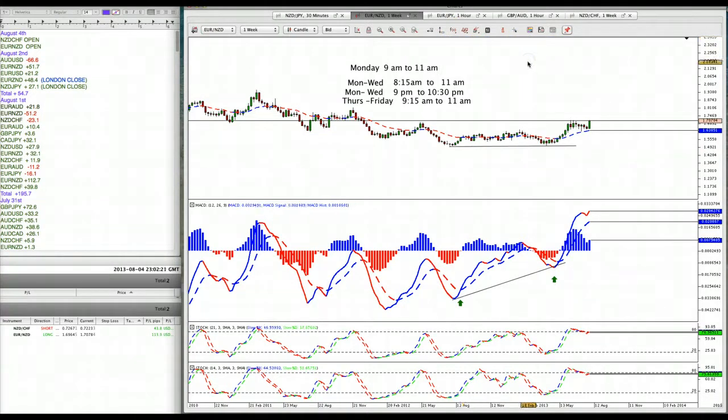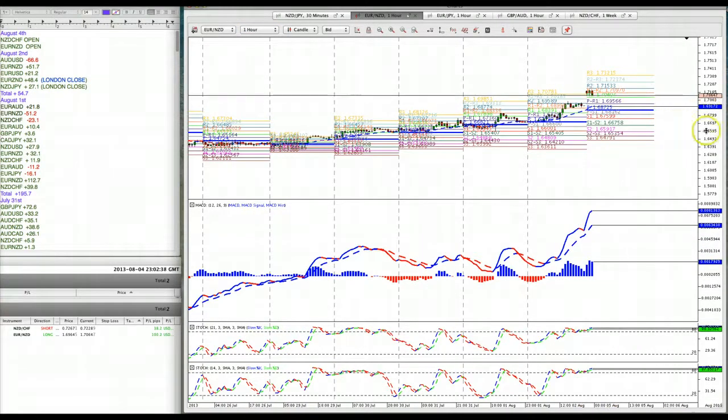Now, this is not an MT4 platform. It's a Dukascopy. But you can use your MT4 platform. If you don't have pivot points, then I'll send you a template that you can use. But I rely heavily on pivot points on an hourly and 4-hour chart.